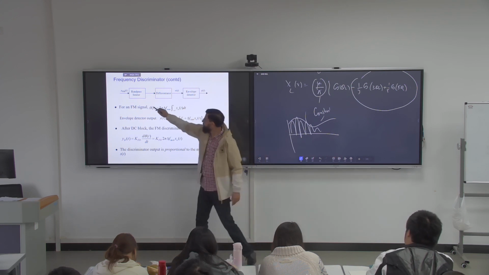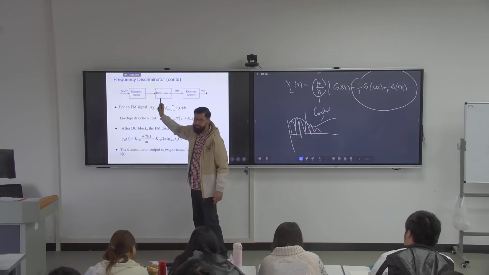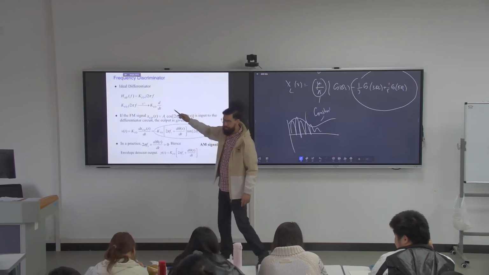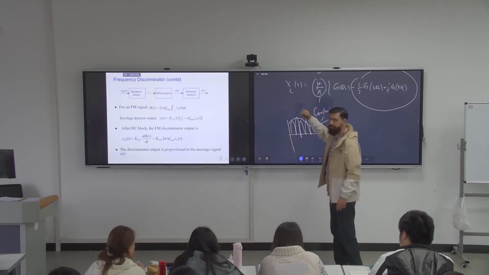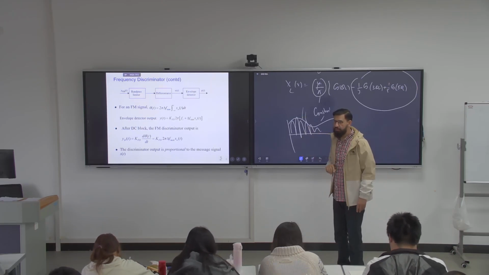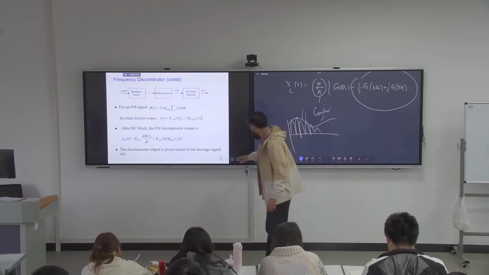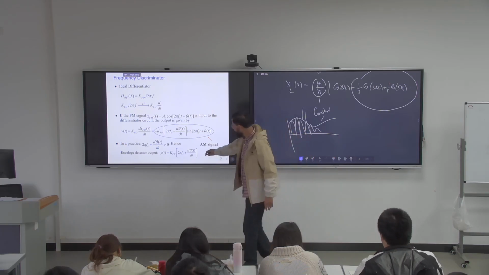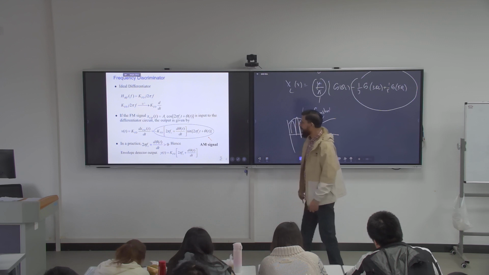So here I put a band pass limiter, and then I put a differentiator, which we just saw. After that, I just need to put an envelope detector, which will detect this envelope. This is my message signal, and I'll use that as my message signal. This is the envelope detector output.